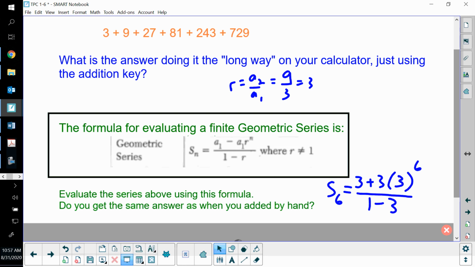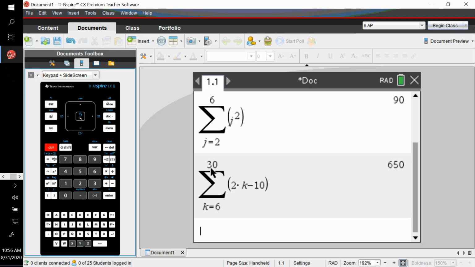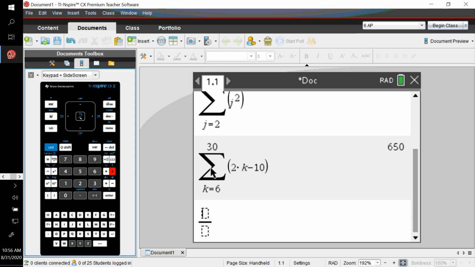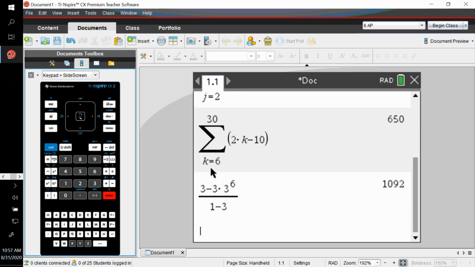Now, when you go to put this in your calculator, let's take a look at that, because lots of people make mistakes putting this in the calculator. Start out, do control division to get your fraction button first. And now just put the things in the numerator and denominator as they go. Don't try and type in the numerator and then hit the divide button because it's not going to go in correctly. And when we do that, we get 1,092.